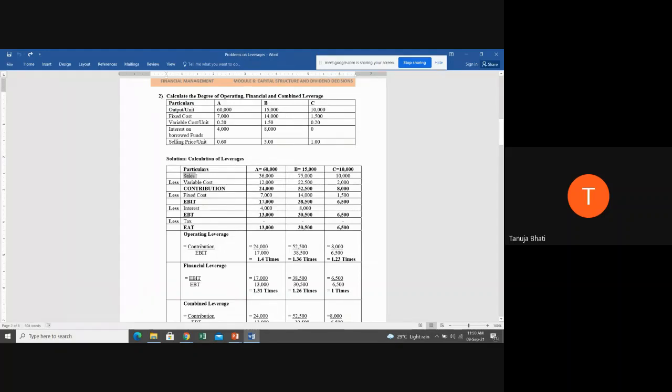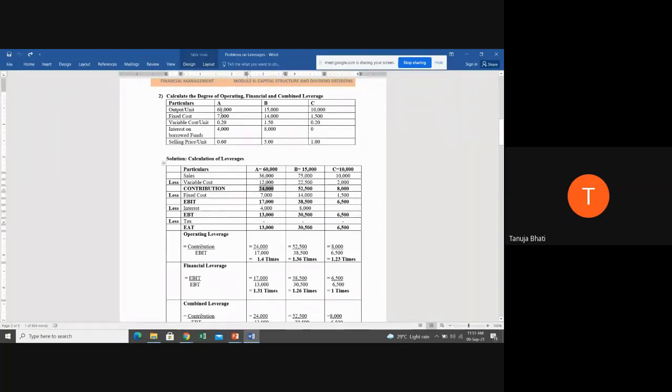So sales, students, is given as rupee 0.60 per unit, and for A the number of units is 60,000. So 0.60 into 60,000, you get 36,000. Less variable cost. Variable cost is given here as 0.20 per unit. So for 60,000 units of A, into 0.20, you get 12,000. When you take the value of sales and minus the variable cost, you get the contribution as 24,000.